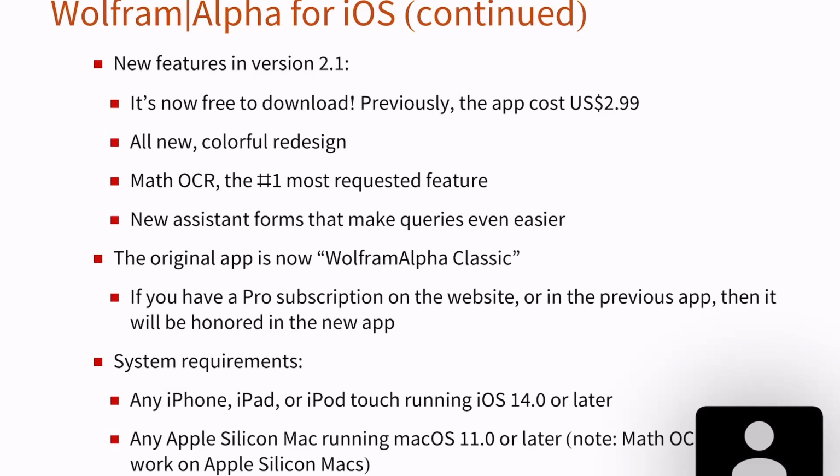That's hopefully all of you in here. iOS 13 is quite old by now, so I hope none of you are still running it. If you have an Apple Silicon Mac, you can run Wolfram Alpha on your Apple Silicon Mac. And the only thing is that Math OCR will not work on the Apple Silicon Mac. We know about this. It is actually Apple's bug to fix, so I'm hoping they will at some point.